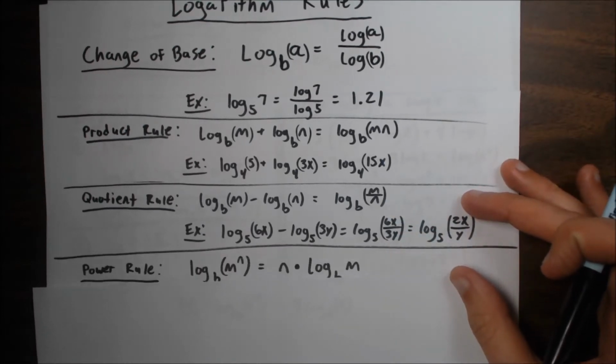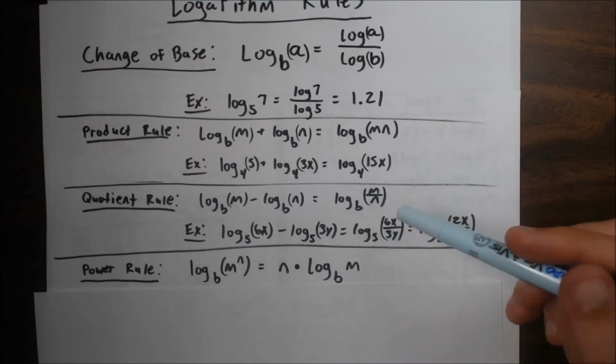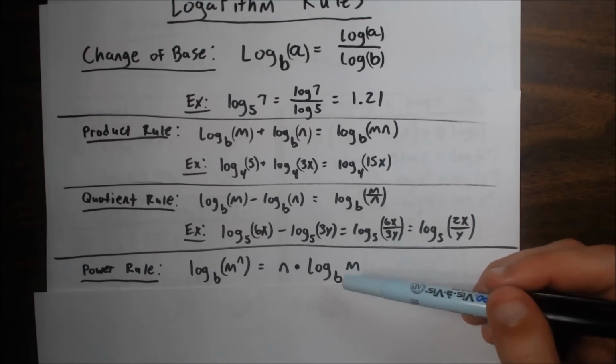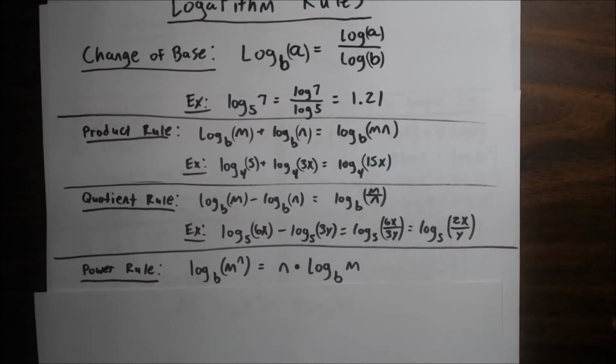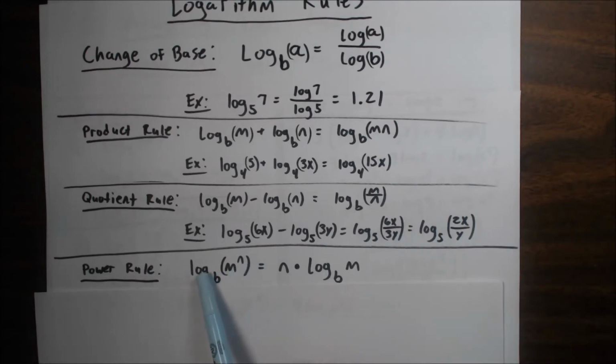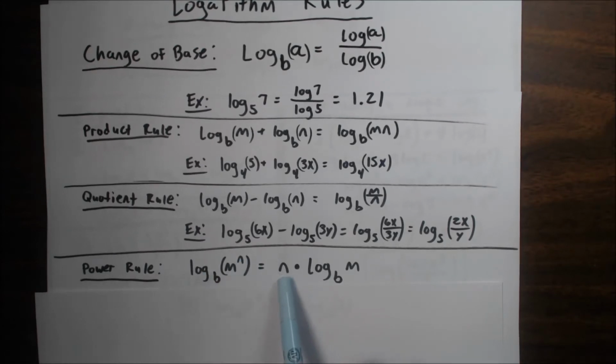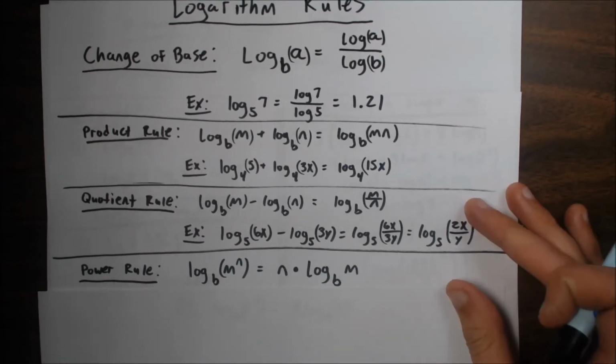And the last rule we're going to talk about is the power rule, which really, again, these are all kind of the same rule. This is really an application of the product rule. If you ask me about it later, I'll show you if you ask me in class. So the power rule, we have log base b of m to the n power. If everything in parentheses is raised to a power, then you can bring that power out as a coefficient. So log base b of m to the n is the same as, pull it to the outside, n times log base b of m.